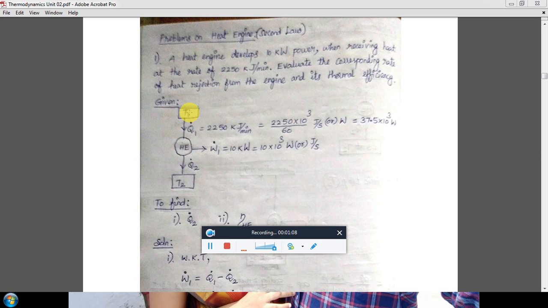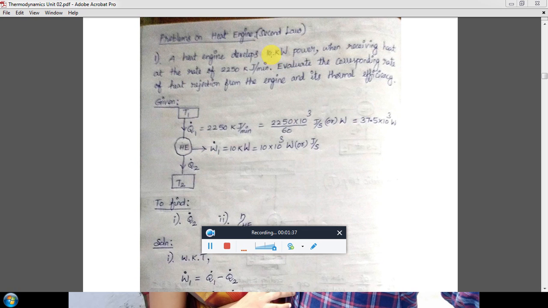The source is named T1 and the sink is named T2. The heat supplied from the source is called Q1. The heat rejected from the heat engine is called Q2. The work produced by the heat engine is called W1. We have written all of these as a rate of heat transfer, rate of work transfer, and rate of heat rejected. All the given data is in terms of energy with respect to time.